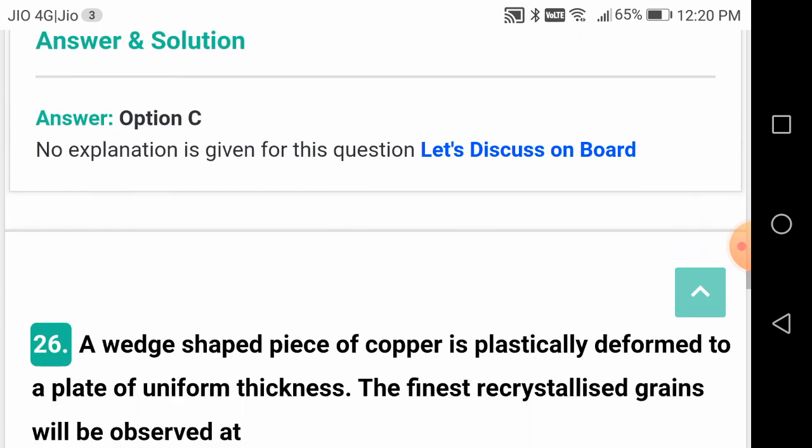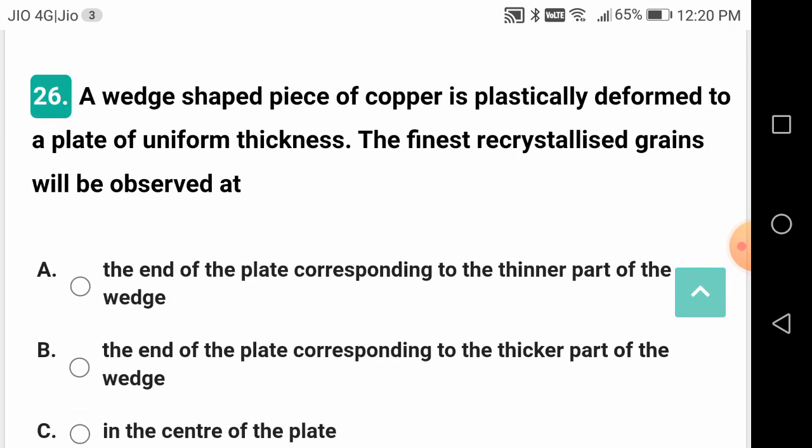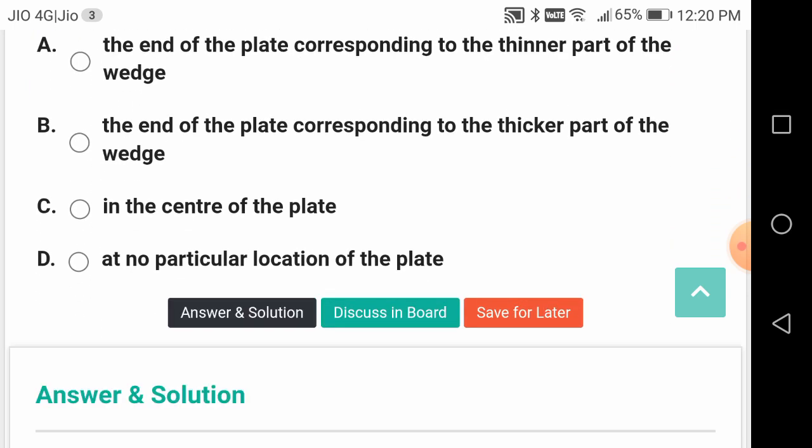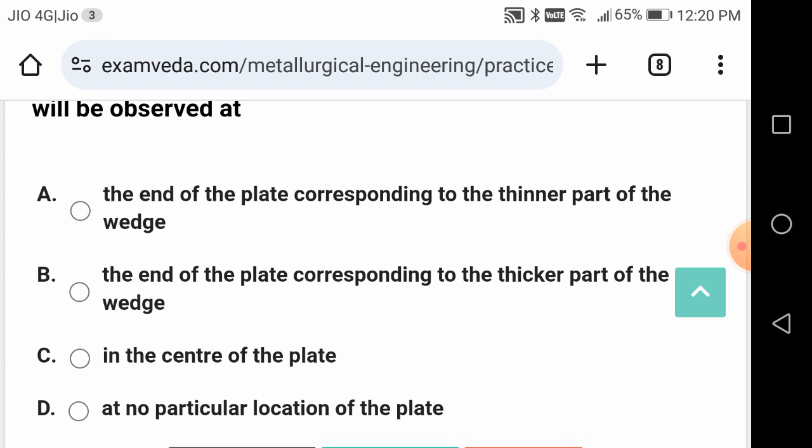A wedge-shaped piece of copper is plastically deformed to a plate of uniform thickness. The finest recrystallized grains will be observed at which place? At the end of the plate corresponding to the thicker part of the wedge. Neither the thinner part nor the center. No particular criteria. All are wrong answers.